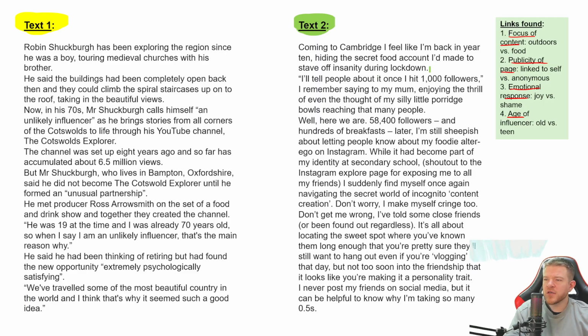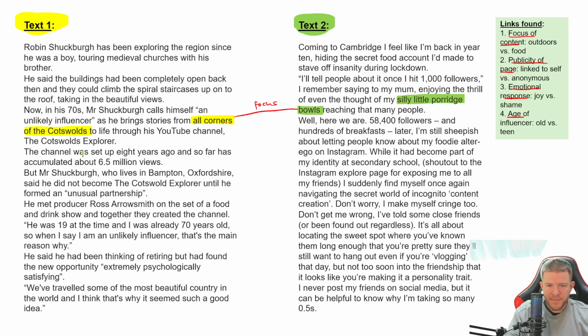Okay, so let's take those and let's see the quotations that we found for them. Okay, so the focus of the content: silly little porridge bowls for Jess, and all corners of the Cotswolds for Robin. Okay, so we've got the focus of the two of them. Okay, so food versus the outdoors. Easy peasy.